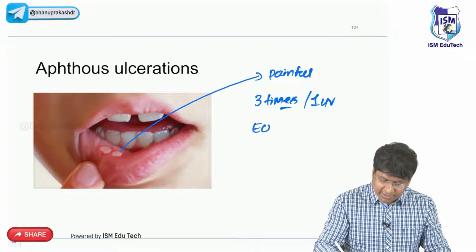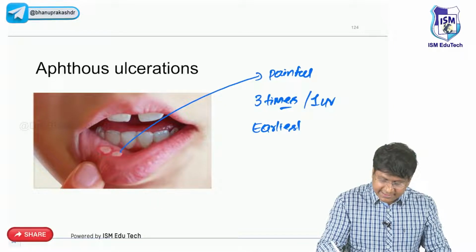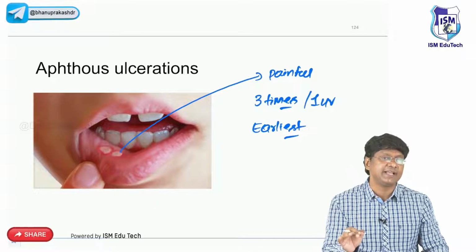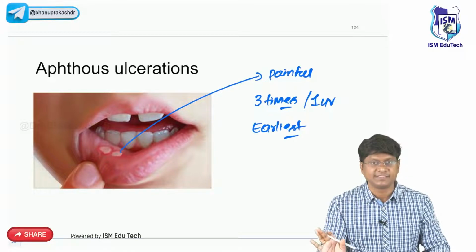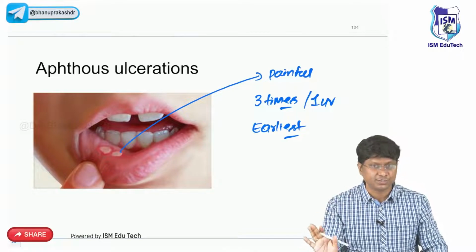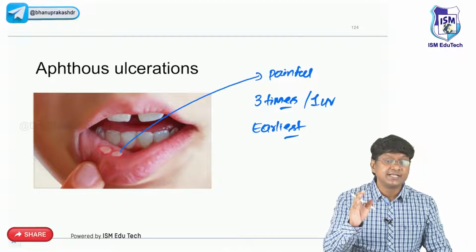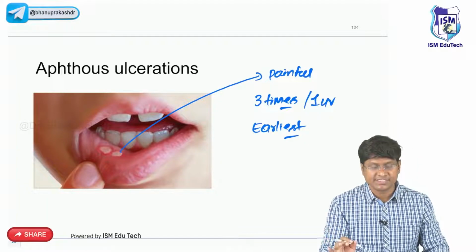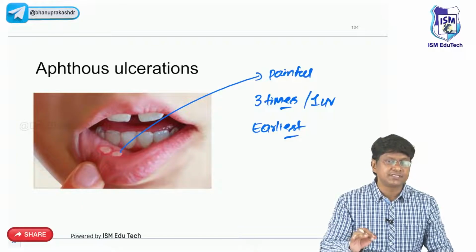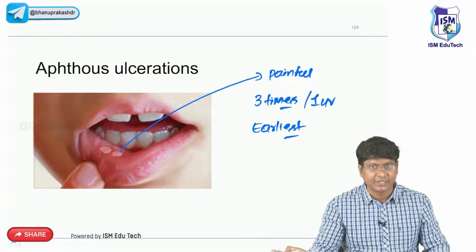And your aphthous ulceration is the earliest manifestation of Behcet's, right? Earliest manifestation of Behcet's. Okay, and this aphthous ulceration, we consider it as sine qua non for the diagnosis. That means if recurrent aphthous ulcers are not there, then it is not Behcet's at all.